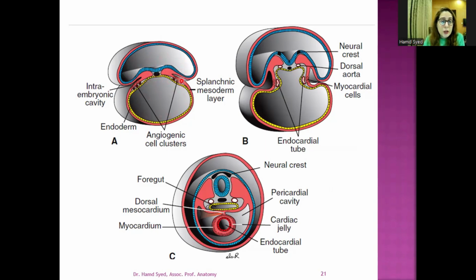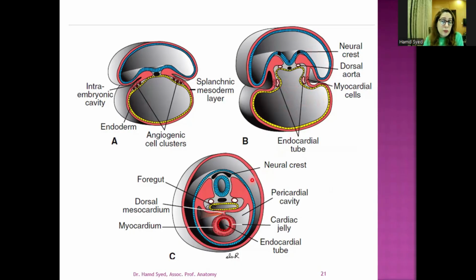So if we look at the lateral plate mesoderm, as I told you, it has a somatic and visceral layer, and within this visceral layer, also known as the splanchnic mesoderm layer, are the angiogenic cell clusters. This was the region where the primary heart field is established. Over here you can see, as lateral body wall folding takes place, these are the folds which are moving ventrally. This brings these paired cardiac primordia closer to each other towards the midline, and so they fuse, and if you look at diagram C, they form this single heart tube.